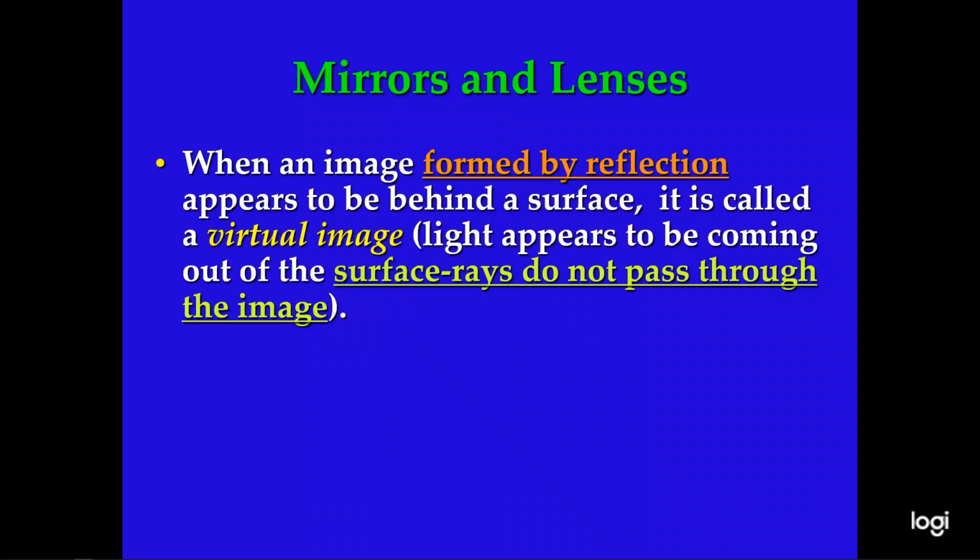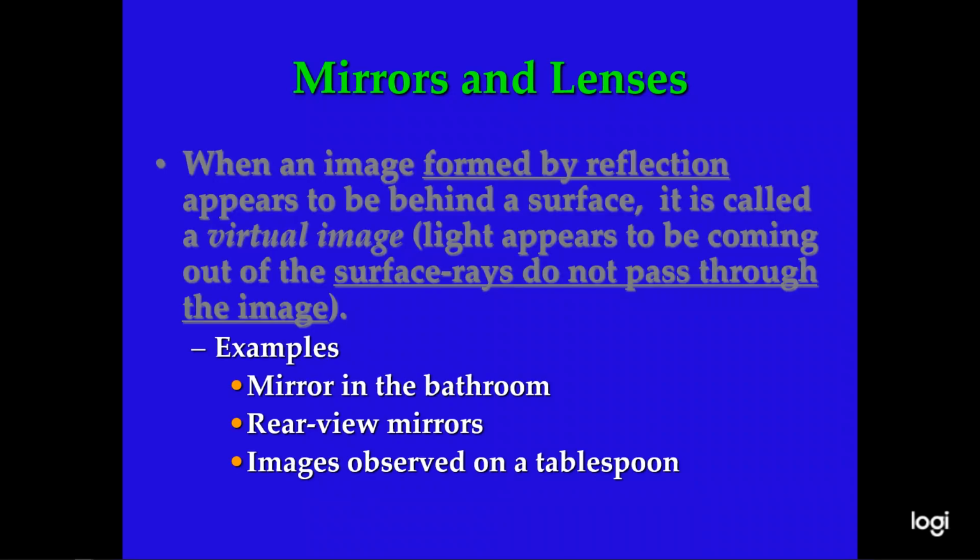When you form an image by reflection, and the image appears to be behind the surface of the mirror, then that image is called virtual. It looks like the light's coming out of the surface. The rays do not pass through the image. Examples of this are the mirror in the bathroom that you see yourself in the morning, the rear view mirror in your car, and the images that you would observe with the convex part of your tablespoon.